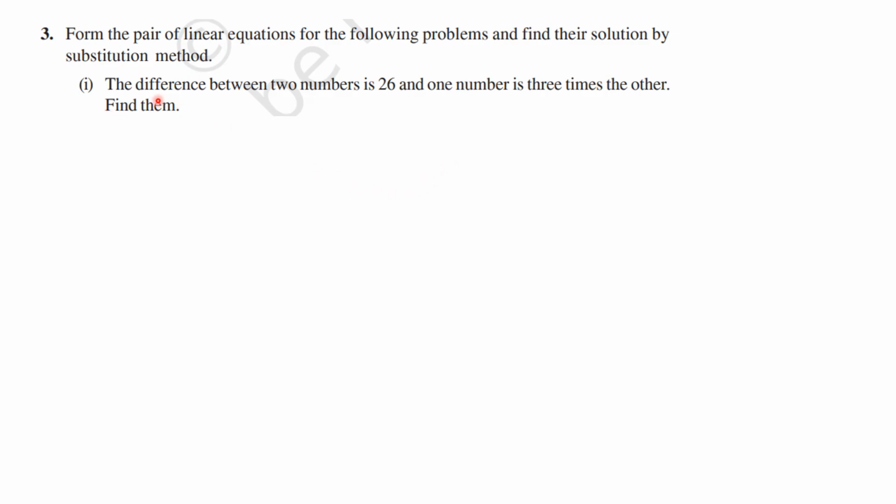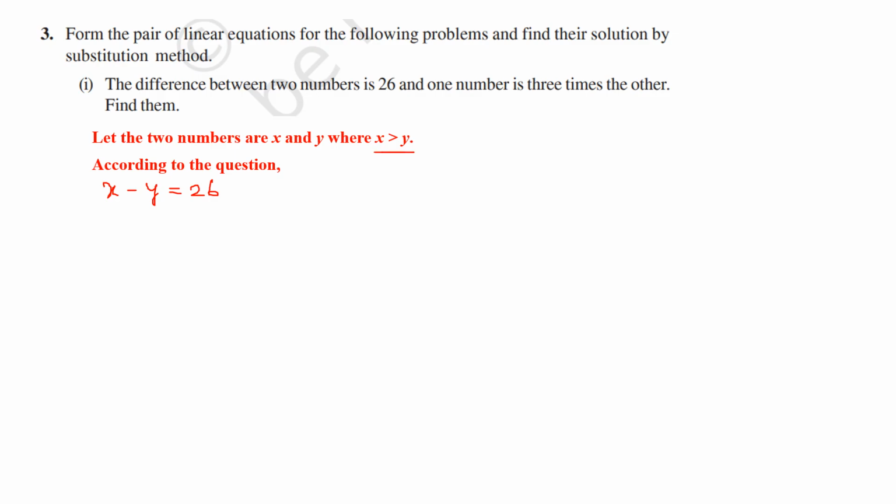So first of all we can assume that the two numbers are x and y, where x is greater than y. Okay, my greater number is x. Then according to the question, I will get my two equations. The first equation is the difference between two numbers is 26. So x minus y is equal to 26. Why have I written x minus y? Why not y minus x? Because I have given the condition here, my greater number is x.